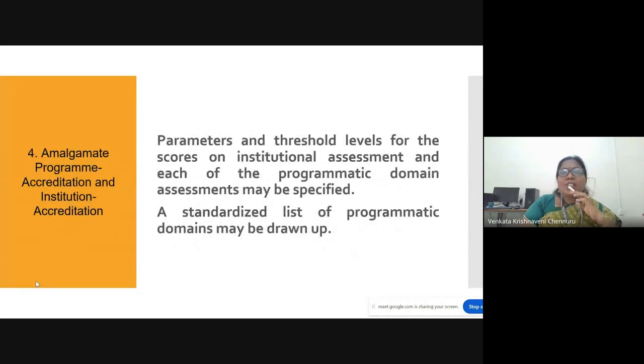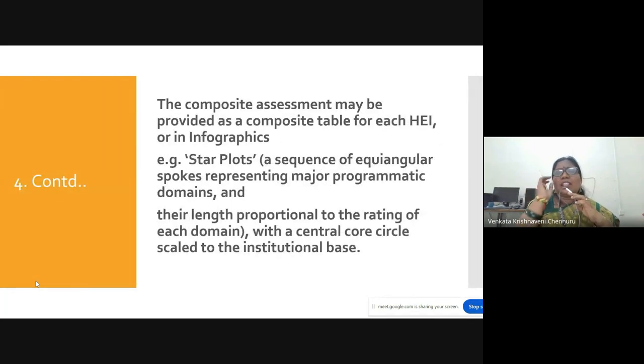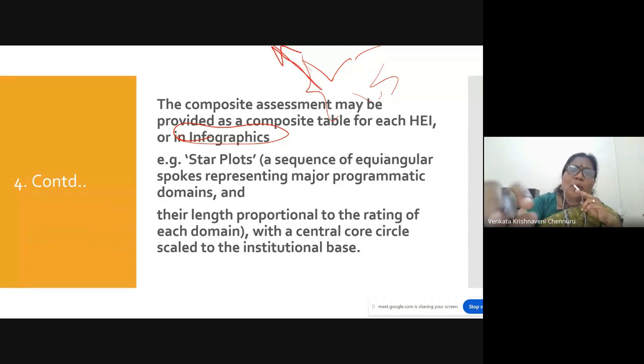Next, parameters and threshold levels for the scores on institutional assessment and each of the programmatic domain assessments may be specified in the upcoming manuals, SOPs and benchmarks. A standardized list of programmatic domains may be drawn up. The composite assessment may be provided as a composite table for each HEI or an infographic. For example, you can make use of star plots, a sequence of equiangular spokes representing the major programmatic domains, their length proportional to the rating of each domain. If the rating for that domain is higher, the length of that particular spoke of the star will be more, with a central core circle scaled to the institutional base.